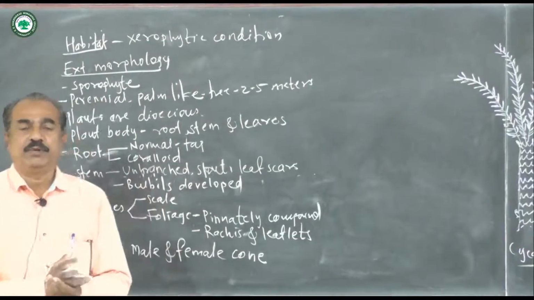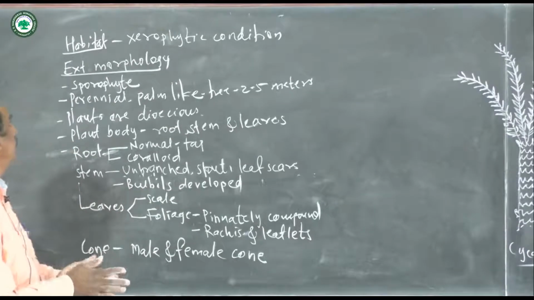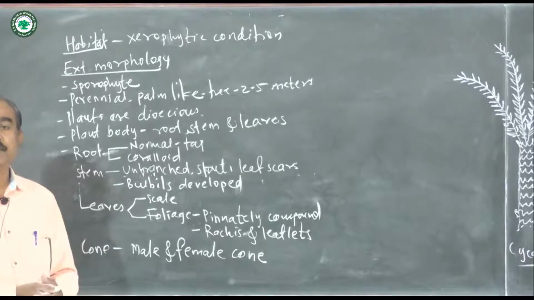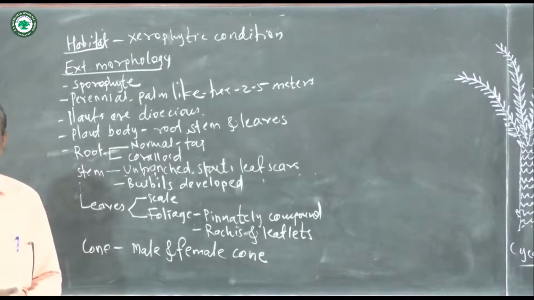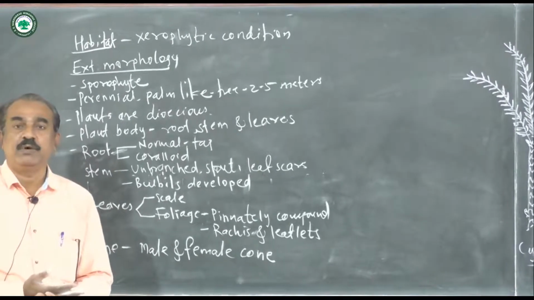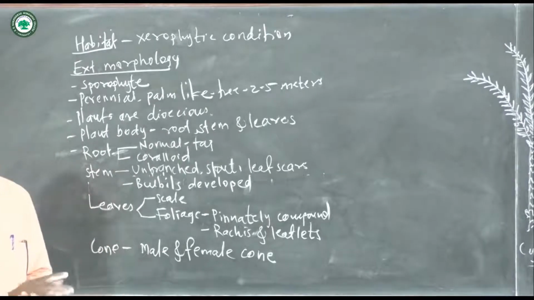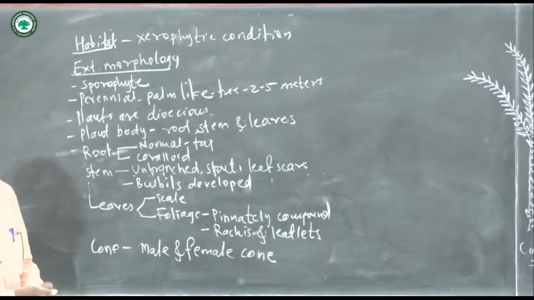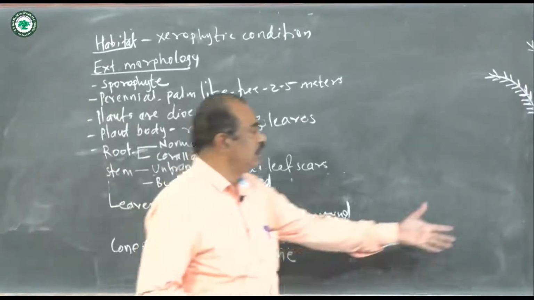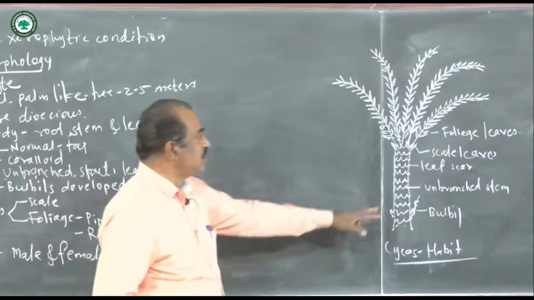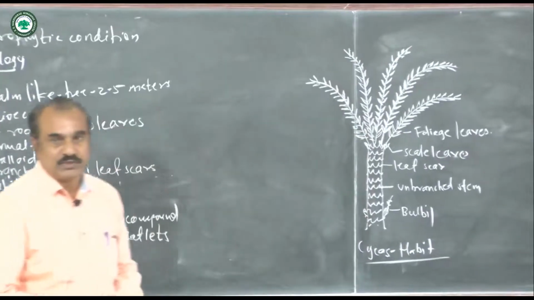Now life cycle of the Cycas. First, that is the habitat. Generally, the Cycas plant grows in xerophytic habitat. That means where there is very little water, and because of this, the Cycas plant shows some xerophytic characters. Now its external morphology. So this is the diagram of the Cycas plant, which shows stem, and above this there are the leaves.